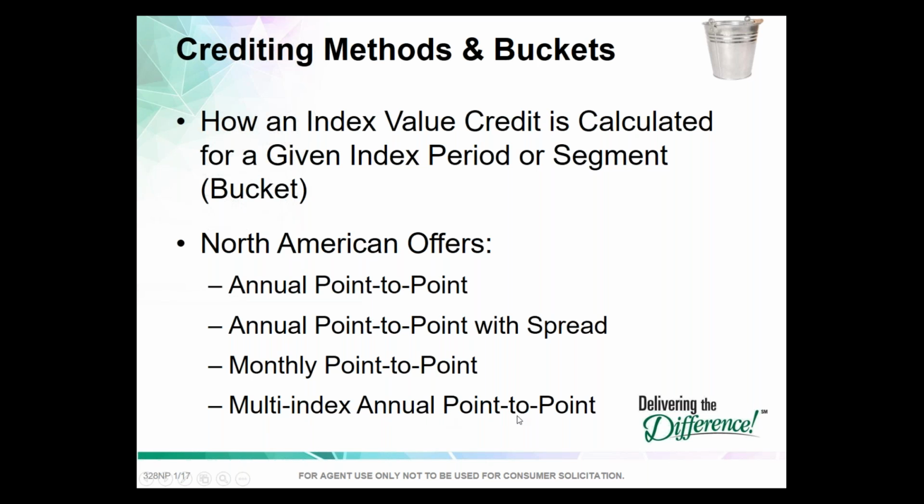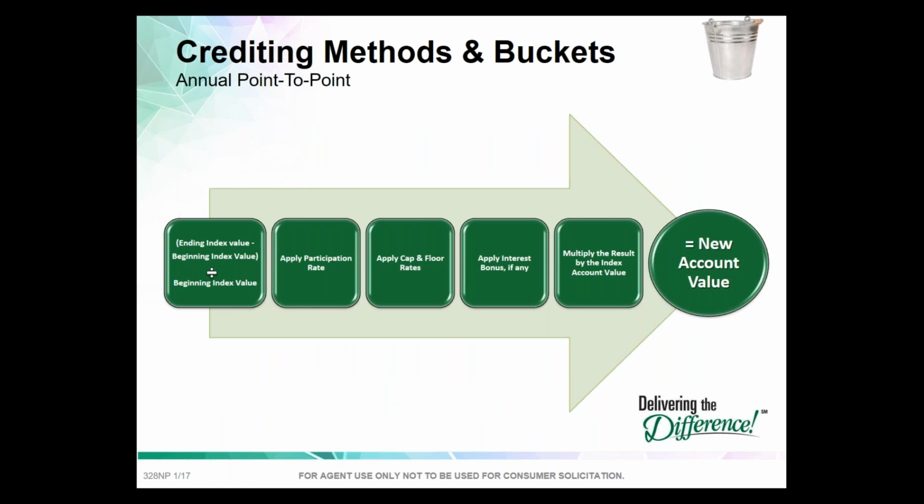And then the multi-index annual point-to-point goes through and measures multiple indexes. So I'm going to go through an example of that too. So I'm going to go through examples of all of these. Here's the annual point-to-point. Annual point-to-point looks at the ending index value minus the beginning index value divided by the beginning index value. So let's say our theoretical index on February 6th starts the year at 1,000 and then ends the year at 1,100. So we look at 1,100 minus 1,000 is 100. Divided by my 1,000, that's 10%.